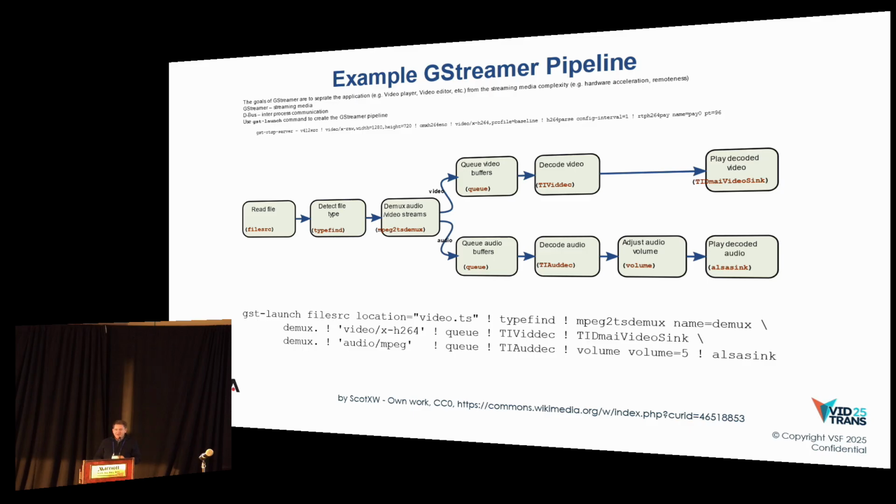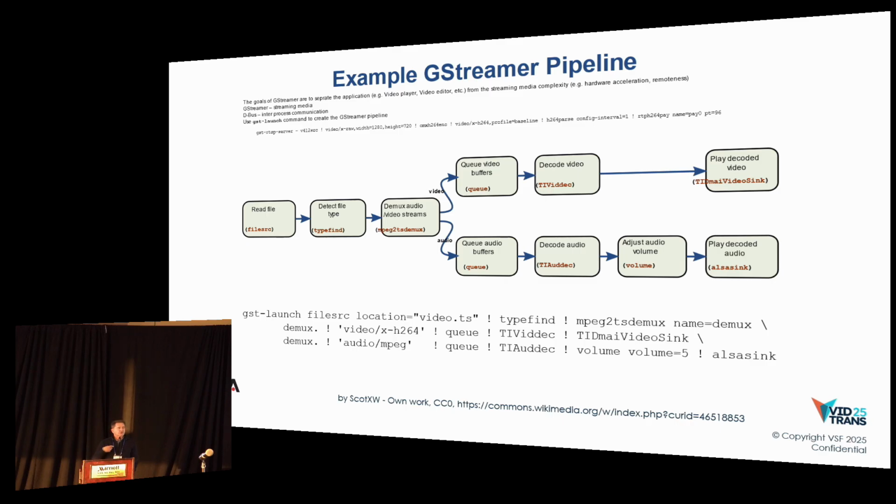This is nicked directly from Wikipedia. It's an example of a GStreamer pipeline where you see a graphical representation of such a pipeline. And then at the bottom, you see the syntax that's used to launch this pipeline. It's a bit cryptic, but once you get used to it, it makes a lot of sense.